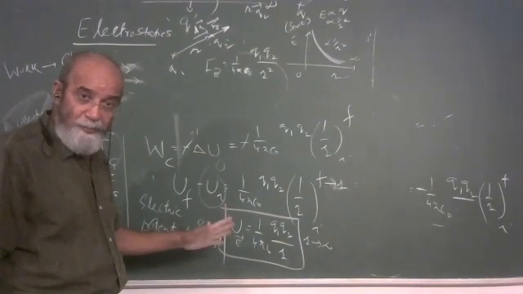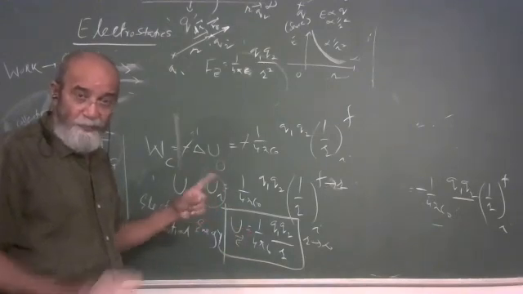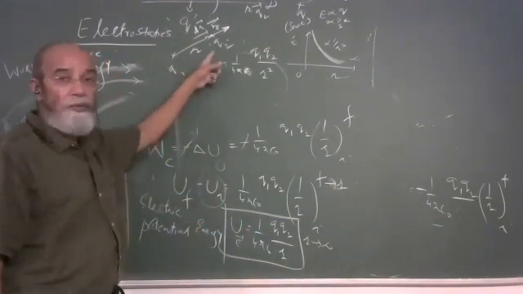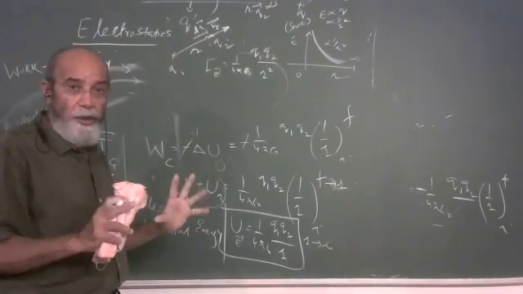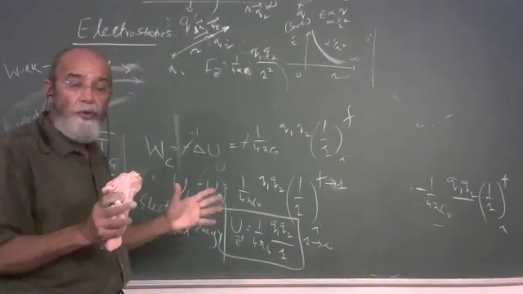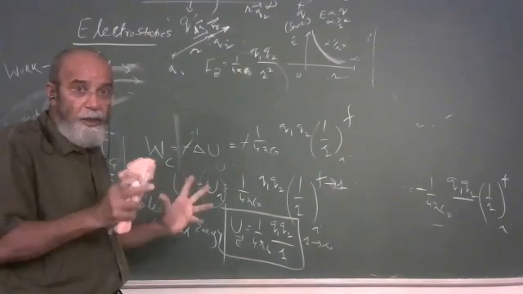I want this concept. You remember this. If you have two charges, Q1 and Q2, separated by a distance R, there is an energy. There is an electric energy between the two, because obviously there will be an attraction or a repulsion. So there is an electric energy.